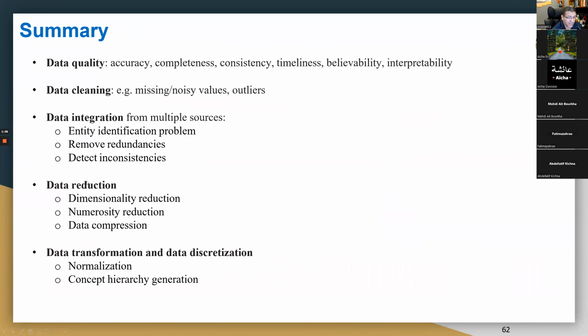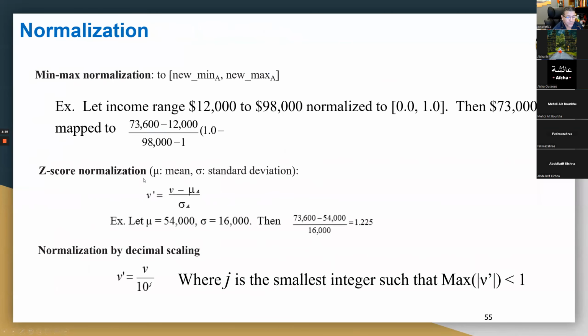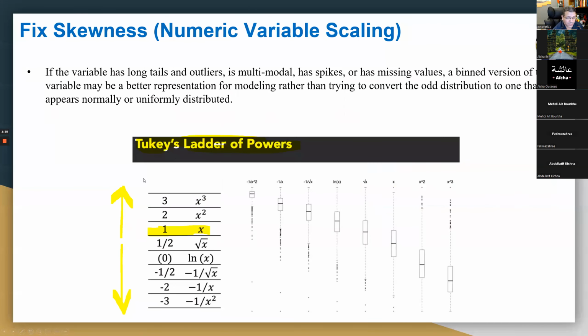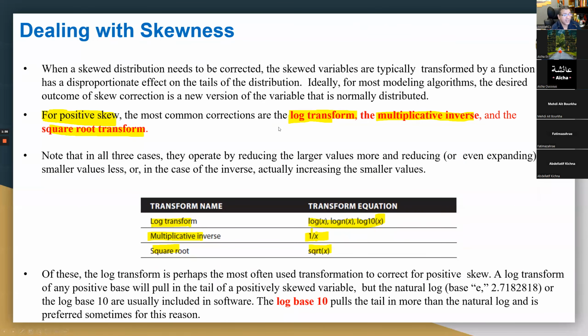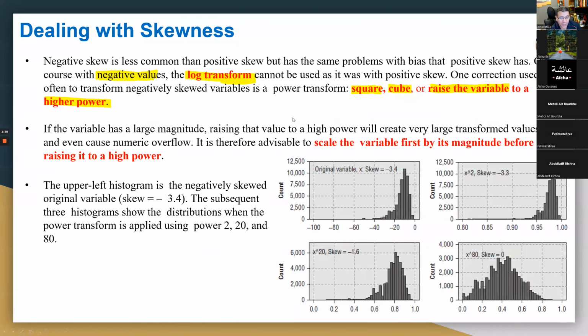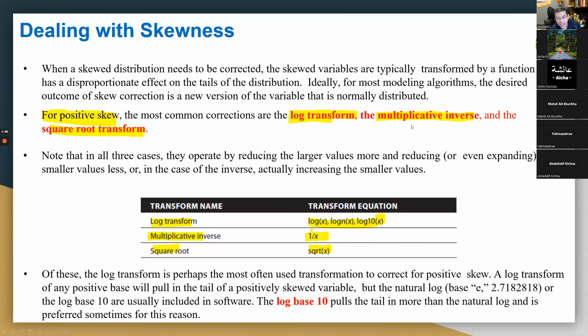For example, if I find my data is skewed, I'm going to create two data sets. In one data set I'm going to do a log transformation, in the other I'm going to do, for example, a multiplicative inverse. Then I'm going to build my model, then I'm going to compare the performance of the model. If the multiplicative inverse has a better performance, I'm going to use it and remove the logarithm.